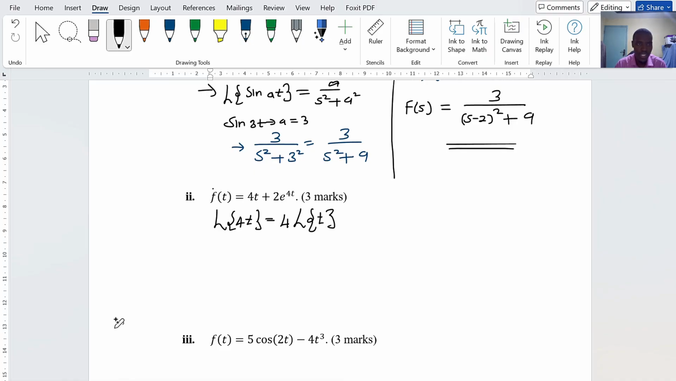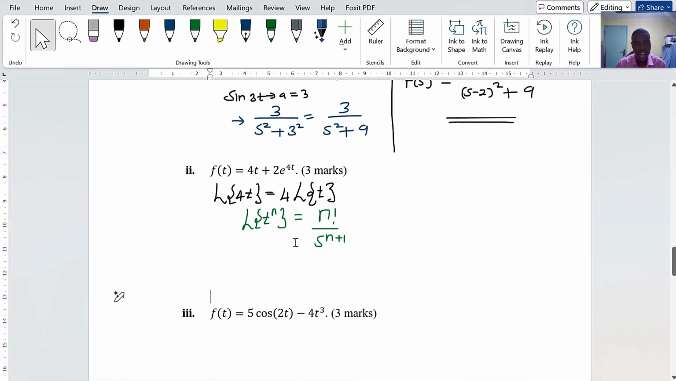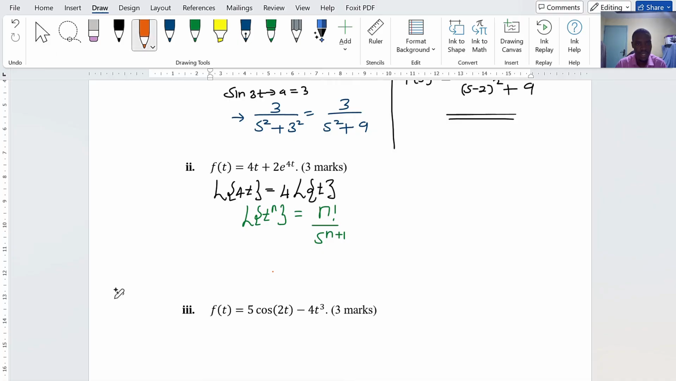Now we recall that Laplace transform of t power n is n factorial divided by s power n plus 1. You have it here, this one. So our n from this is 1 because t is power 1. So our n is equal to 1.